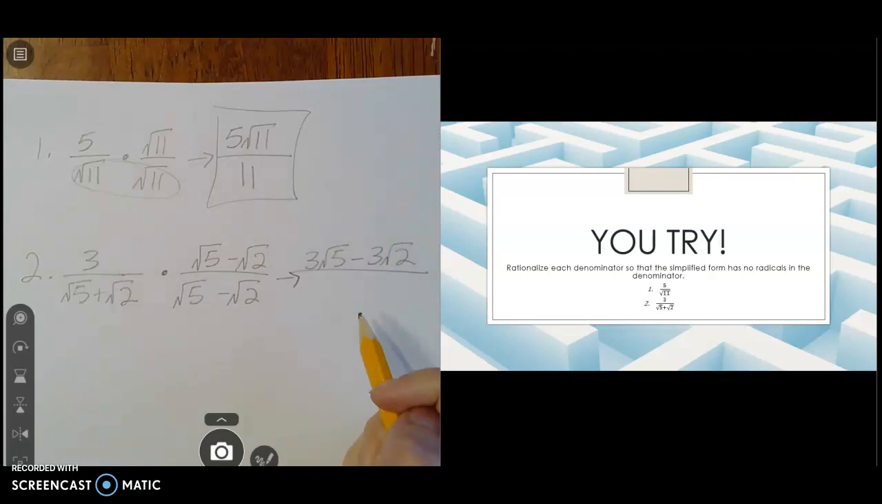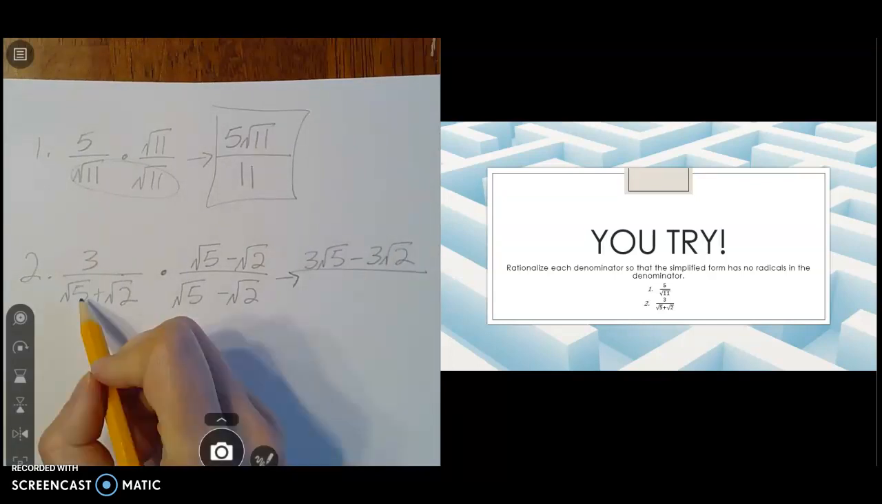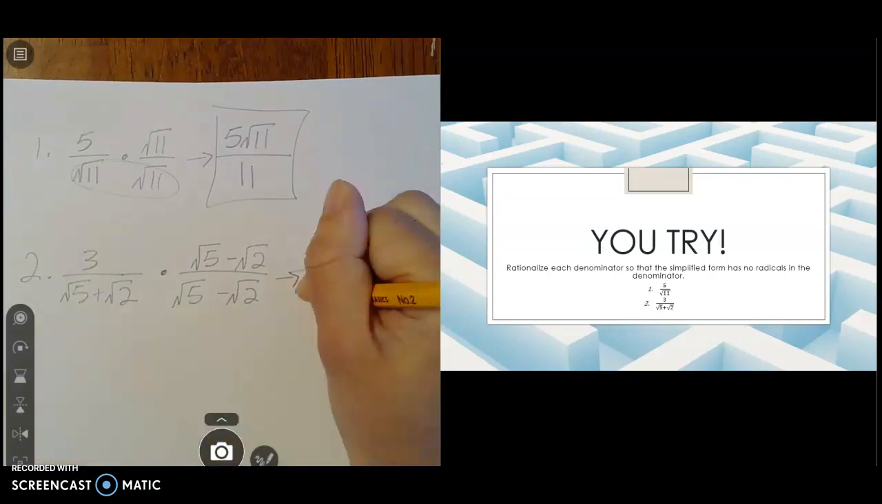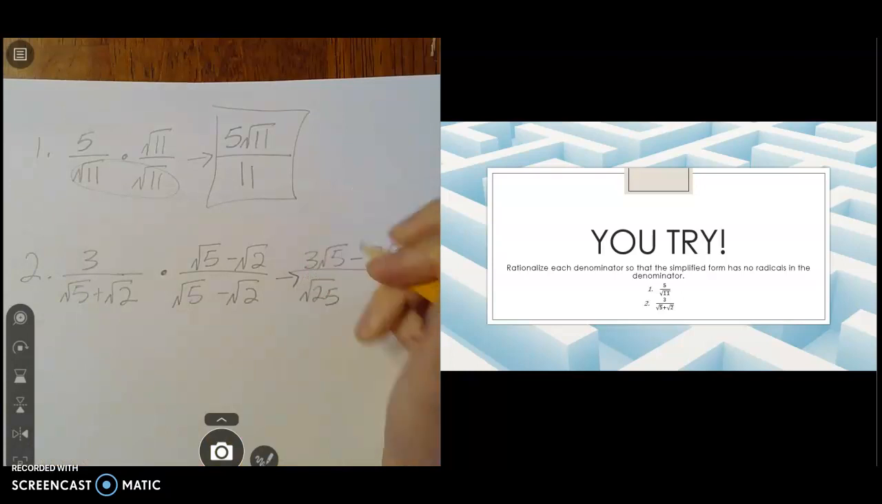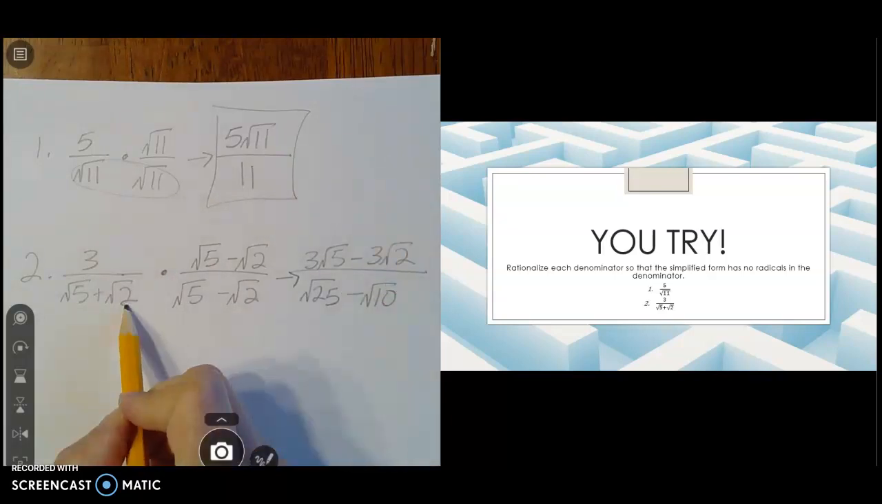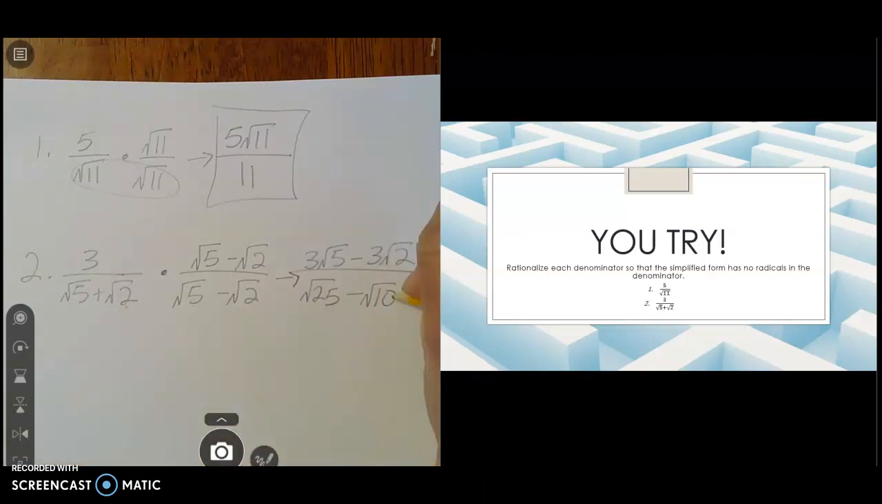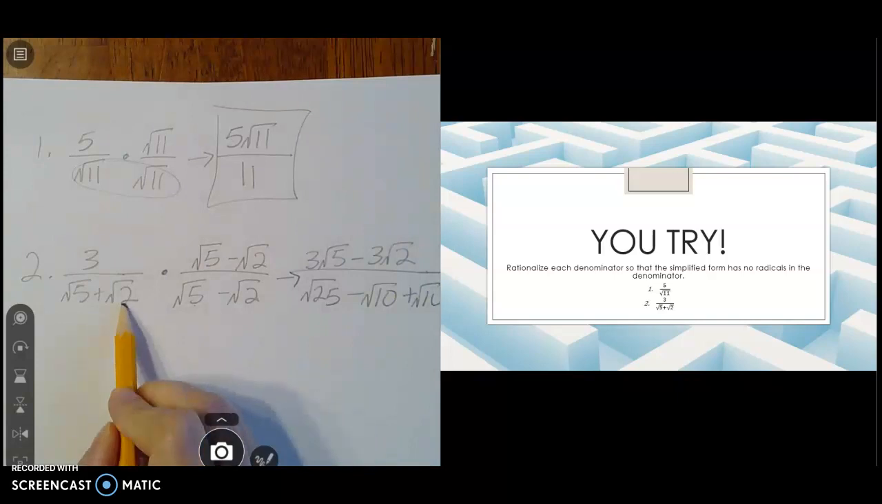In the denominator, we have to distribute, so we're going to do square root of 5 times square root of 5, which would be the square root of 25. We'll do square root of 5 times the negative square root of 2, so that'll be negative square root of 10. We'll do positive square root of 2 times positive square root of 5, which will be a positive square root of 10. And positive square root of 2 times negative square root of 2, which will be a negative square root of 4.